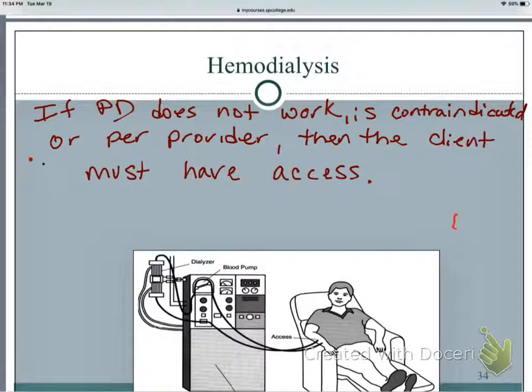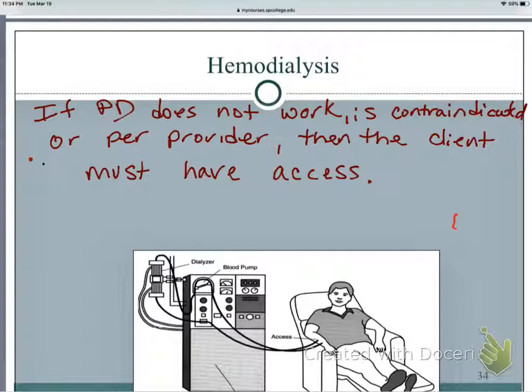Hemodialysis. In general, peritoneal dialysis doesn't work or is contraindicated per the provider. Then the first thing we really need to do is make sure our client has access, vascular access. And sometimes this is done emergently in ICU if our patient's critical. Remember we talked about the critical times? What would those be? Hyperkalemia. Good. Hyperkalemia if it's really high, right?